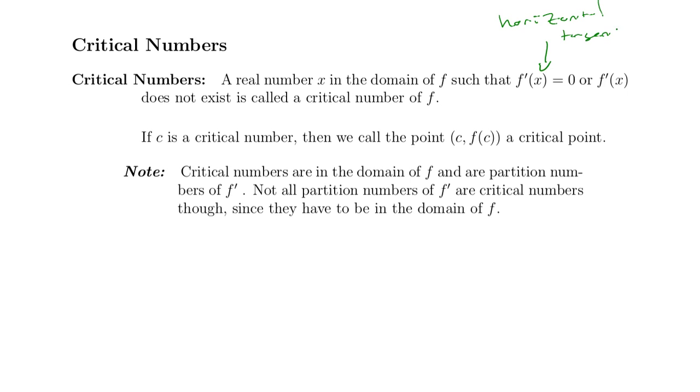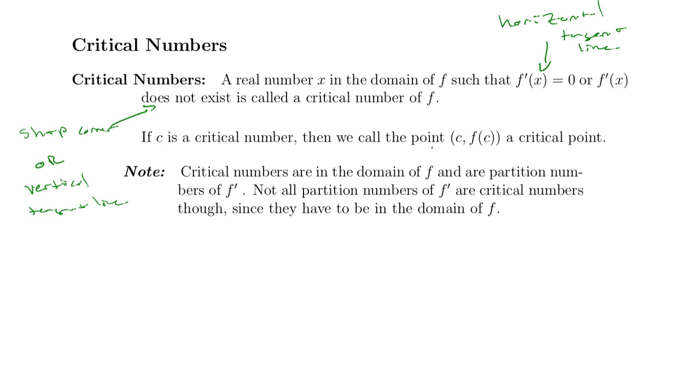Horizontal tangent line, or the derivative does not exist. If you remember, that is either a sharp corner or a vertical tangent line. Now, it could be other things, but we'll talk about that later. Those x values are called critical numbers. Sometimes we'll talk about critical points. If the x value is the critical number, then the actual point, x comma y, is the critical point.